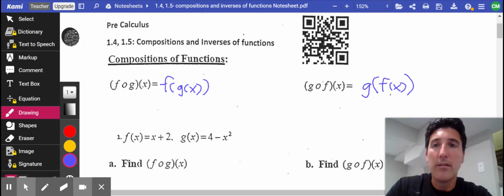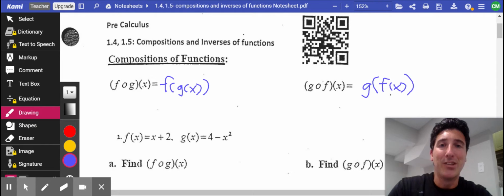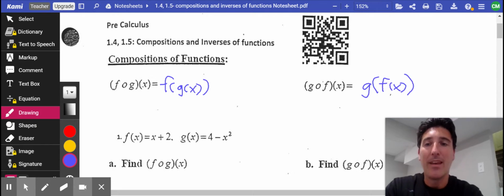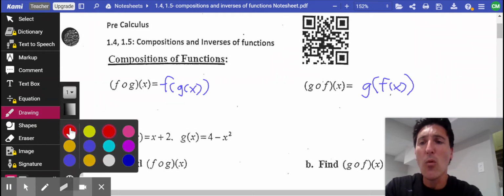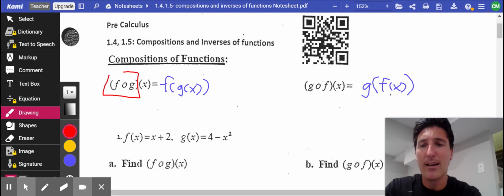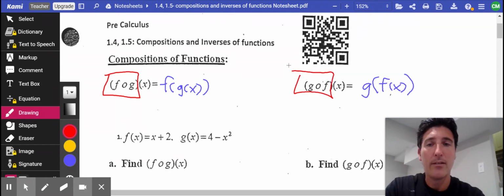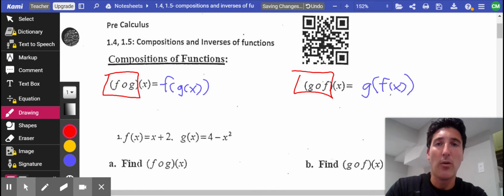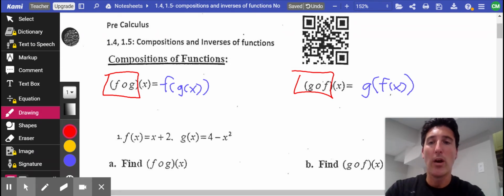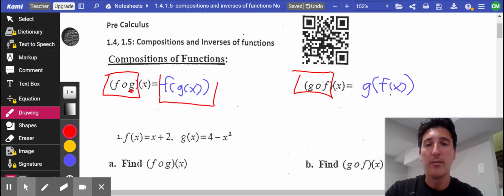All right, guys, on this first video after the first quiz, we're going to go into what's called compositions of functions. And I guess they're more widely known as FOG and GOF right here. And all this means is it's a combination of functions where whatever is listed second, you're going to put that function inside the x for whatever is listed first. So FOG is really the function of g of x.